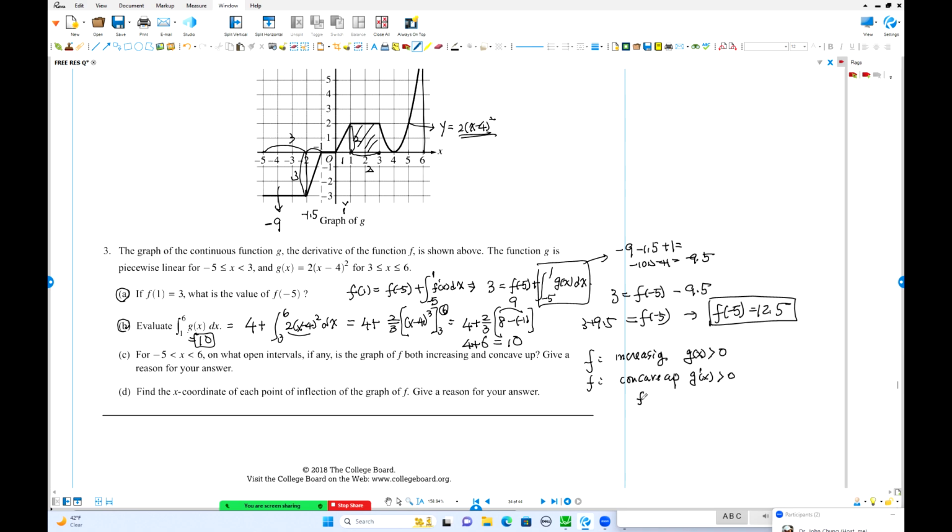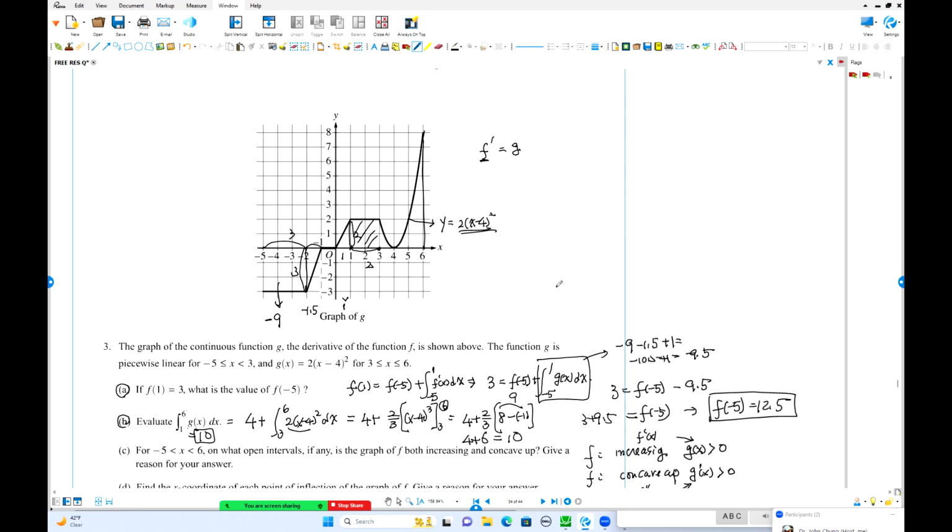So concave up is f second prime. F second prime of x is what? First prime of g of x. This is f first prime of x, which is g of x, okay? Using this, we're going to check it out. For this graph, first, where is it increasing? I'm going to take increasing. Where is it increasing? Only here it's increasing. Here it's increasing, right?